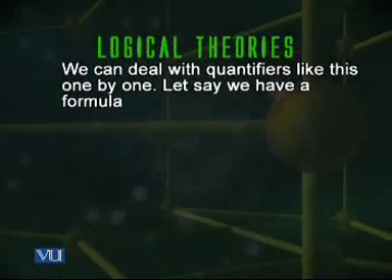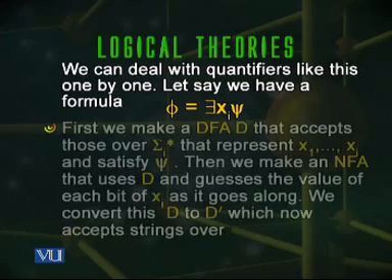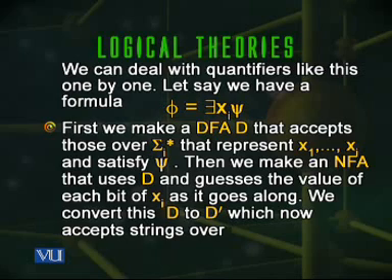We can deal with quantifiers like this one by one. Let us say that we have a formula phi which is there exists xi psi. We will first make a DFA D that accepts all those strings over sigma I star that represent x1 up to xi and satisfy psi, the inner part of this formula. Then we'll make an NFA that uses D and guesses the value of each single bit of xi as it goes along. Then we use a standard algorithm to convert this nondeterministic finite automaton N to a DFA.